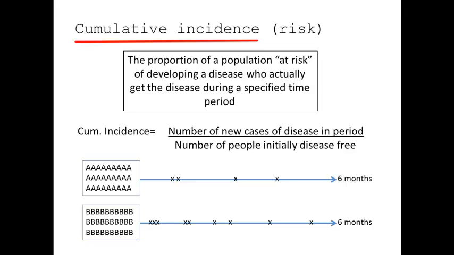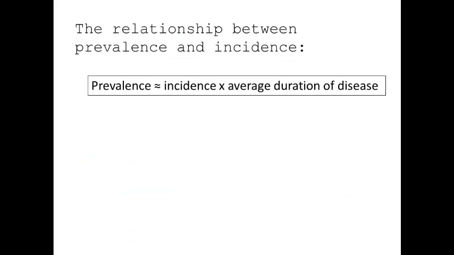And whenever we report a cumulative incidence or a risk, we should always report the time period over which it refers to. So we would say something like, of those treated with drug A, 5% experience the outcome over a 6-month period. Prevalence can be roughly related to incidence by the following formula. So if the incidence or average duration of disease increases, so does the prevalence.